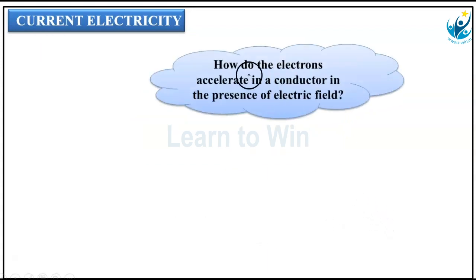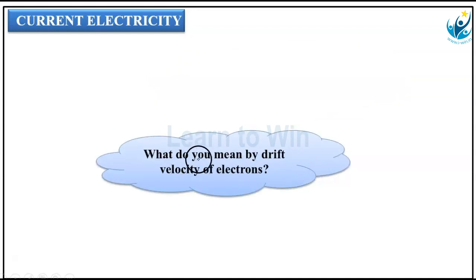Now, how do the electrons accelerate in a conductor in the presence of an electric field? If no electric field is applied, the net rate of flow of electrons is 0, meaning the average velocity of these electrons is 0. But now we are going to apply some electric field. What do you mean by drift velocity of electrons? So, now the concept is drift velocity.